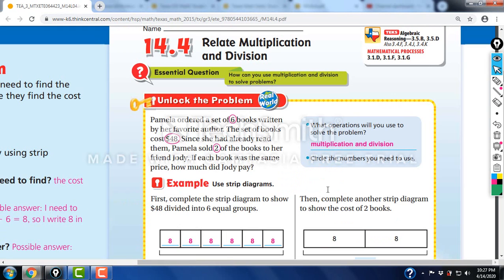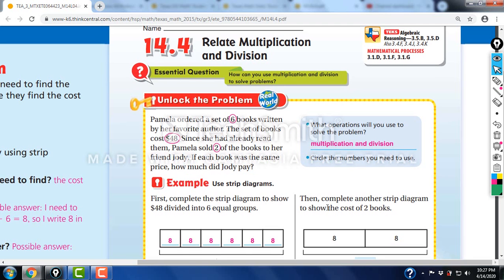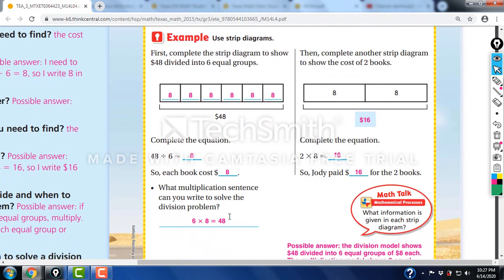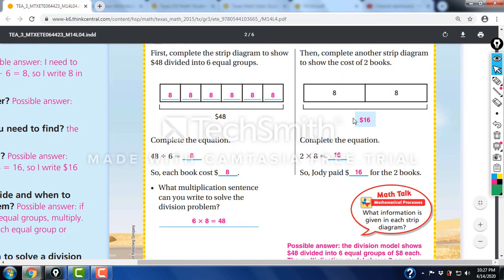Okay. So again, we're looking at this one here. Circle the numbers you need to use. You should have circled the 6, the 48, and the 2. And again, when we look at the strip diagram, we know that each book costs $8. Here's a multiplication sentence that we can use. 6 times 8 equals 48. Then complete the strip diagram to show the cost of 2 books. So this book costs $8, this book costs $8, and we're multiplying 2 times 8, and that gives us 16. So we complete this equation. 2 times 8 equals 16, so Jody paid $16 for these 2 books.